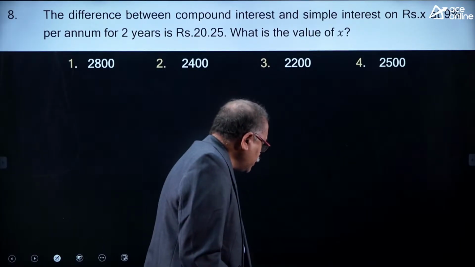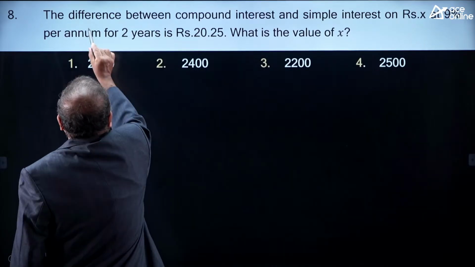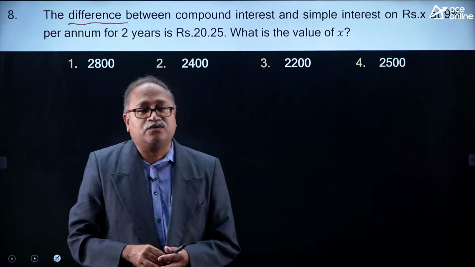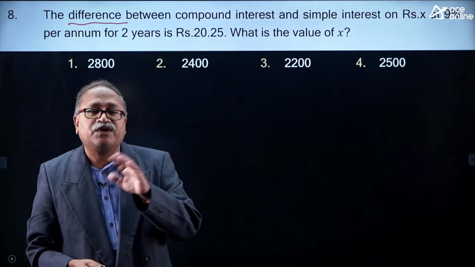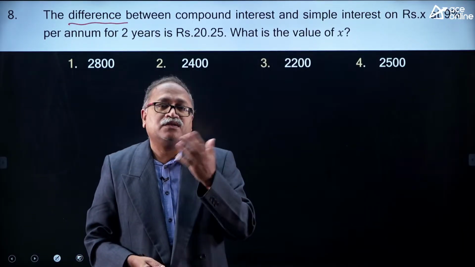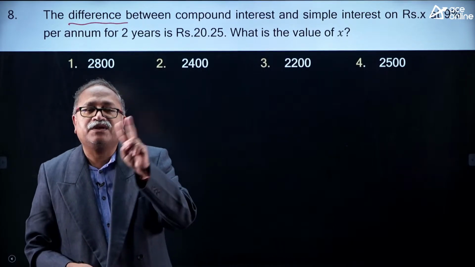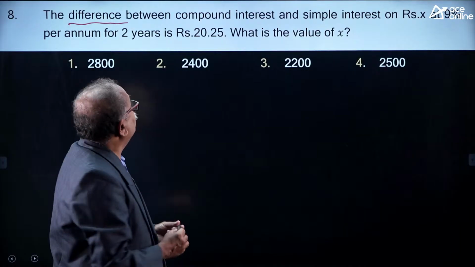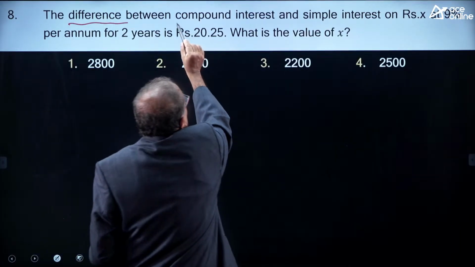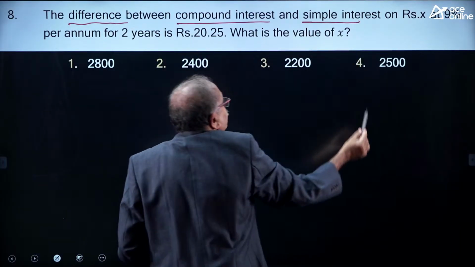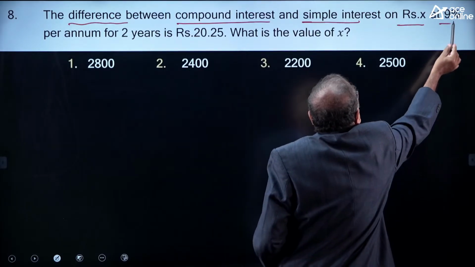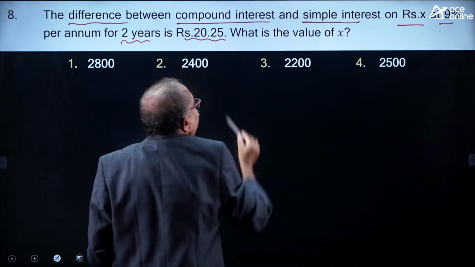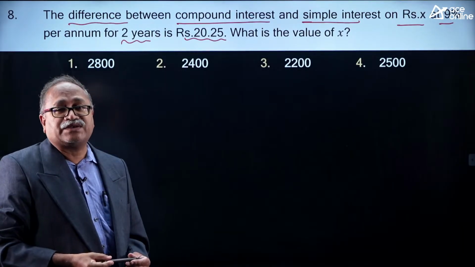Allow me to read the question. See that simple interest and compound interest, you get two types: the difference of simple and compound interest for 2 years, and another question, the difference of simple interest and compound interest for 3 years. You must know both of them, how do I approach it. Okay, the difference between compound interest and simple interest on rupees X at 9% per annum for 2 years is given to us. Find the value of X.